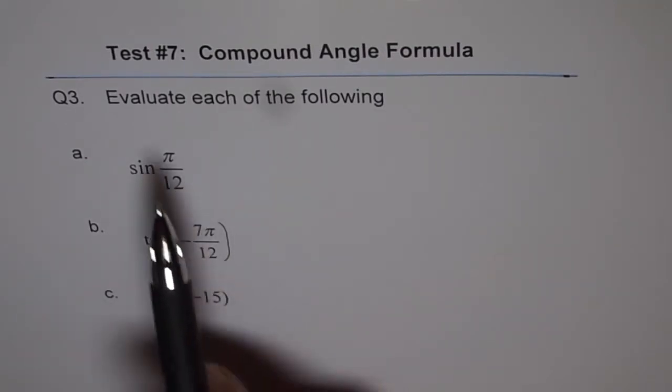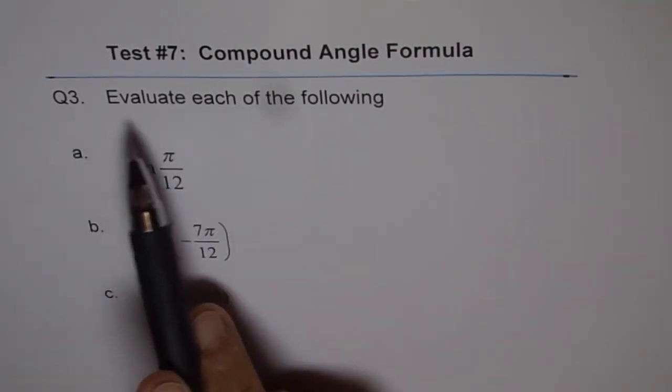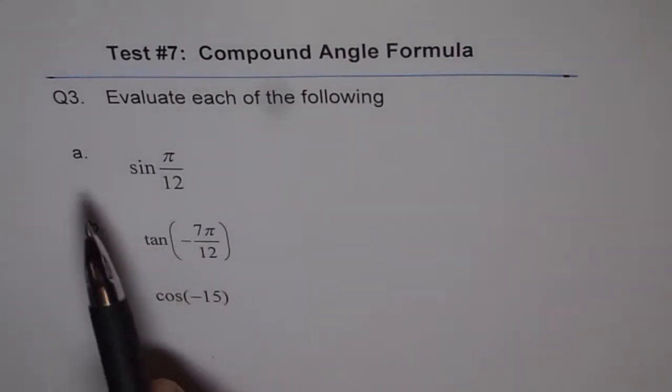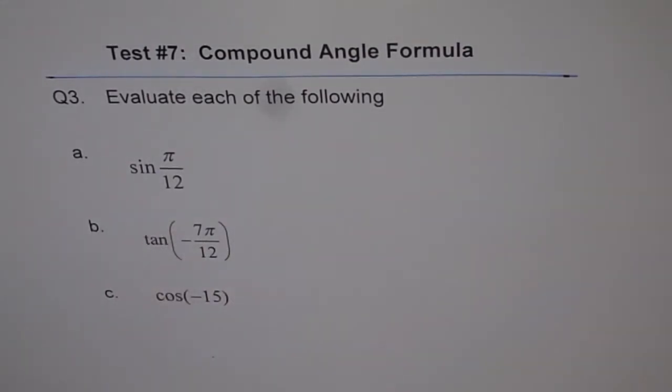So therefore, copy these questions. Question 3. Evaluate each of the following. A. Sine pi by 12. B. Tan minus 7 pi by 12. And C. Cos of minus 15. Copy these questions, try to solve them.